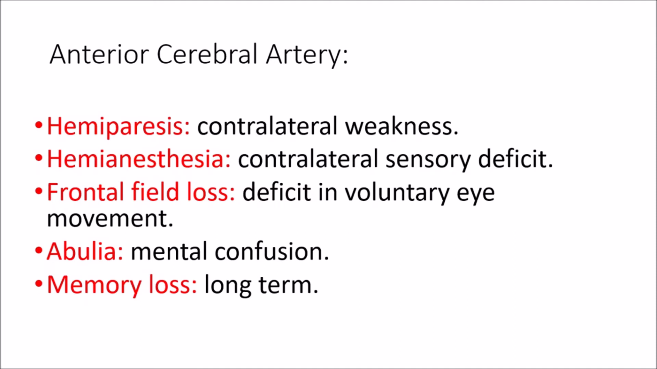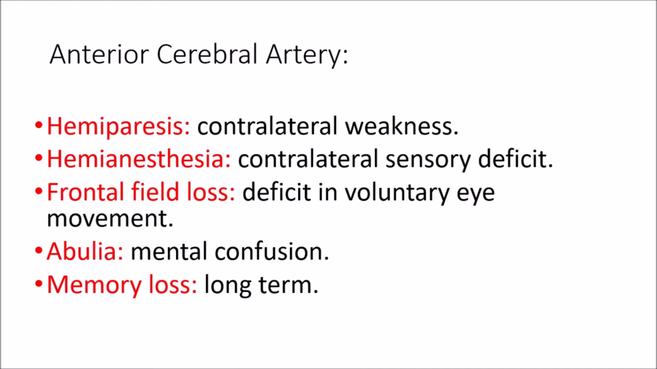Next is anterior cerebral artery stroke, ACA. ACA supplies the medial portion of the frontal lobe and the superior medial aspect of the parietal lobe. When there is a reduction in blood flow to the brain, there may be a neurological condition that can be a stroke. The first one is hemiparesis.